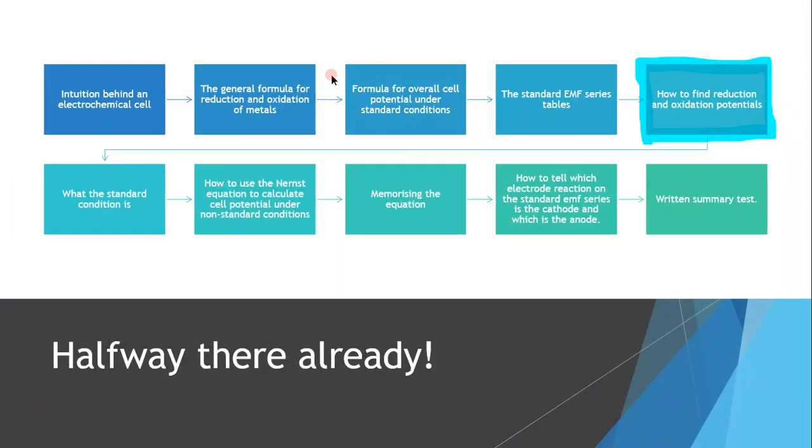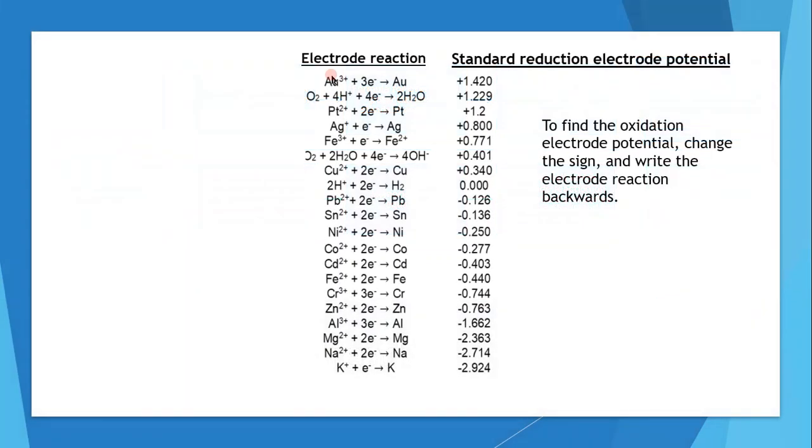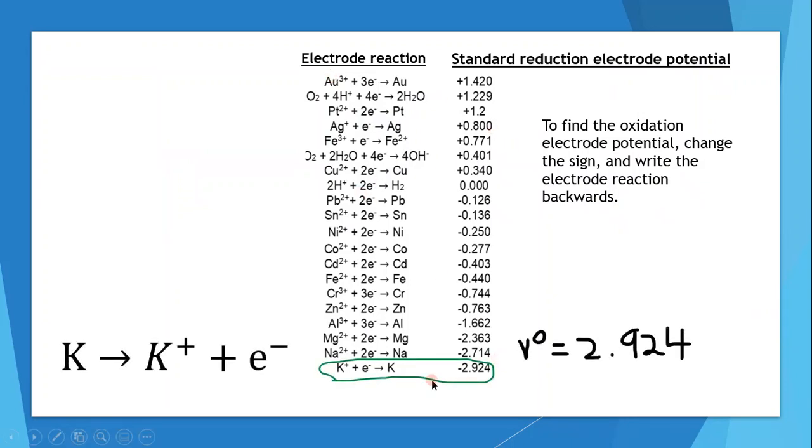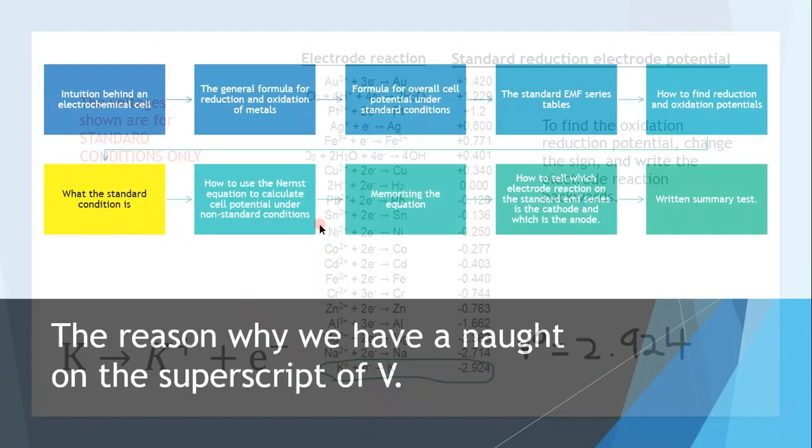Alright, so how do we find reduction and oxidation potentials? To find the oxidation electrode potential, change the sign and write the electrode reaction backwards. So this is just the reduction electrode potential for potassium, which is negative 2.924. But if you wanted the oxidation one, you just switch the sign around and you write the equation the other way around, and that's it. It's not that bad. These are just for the standard conditions only.